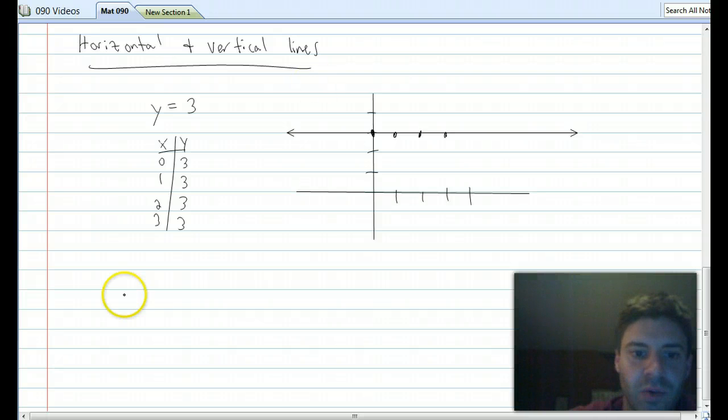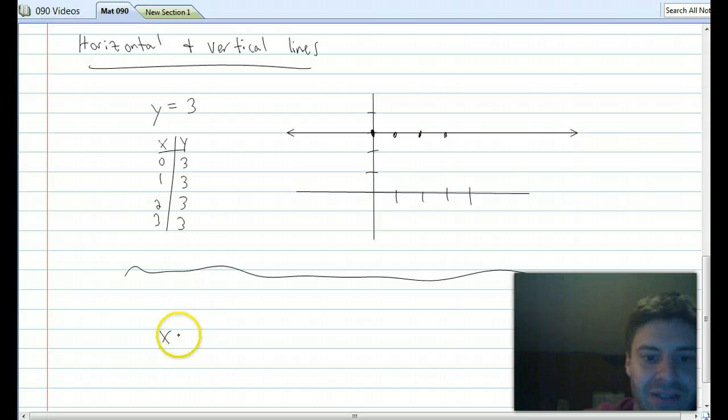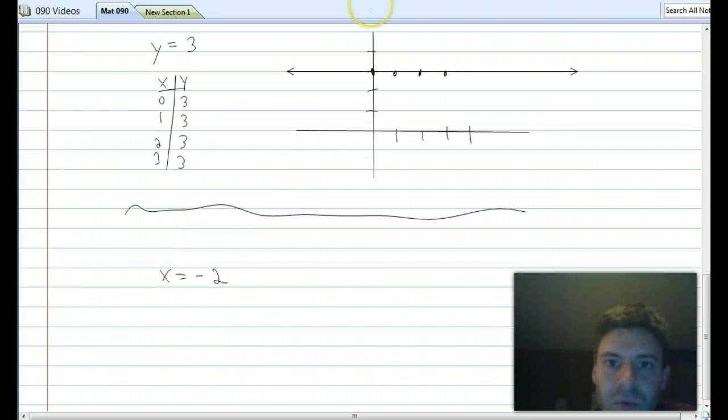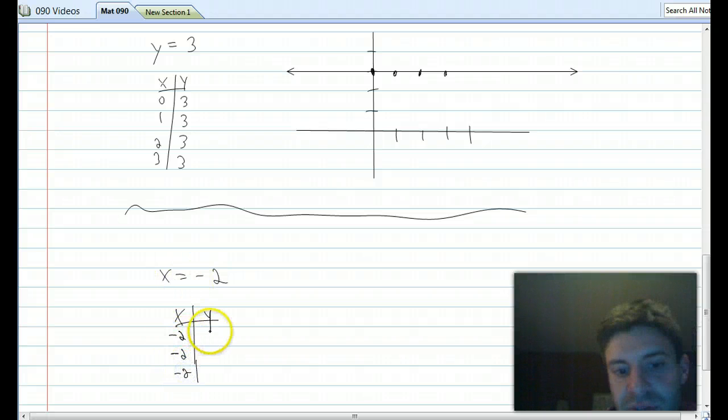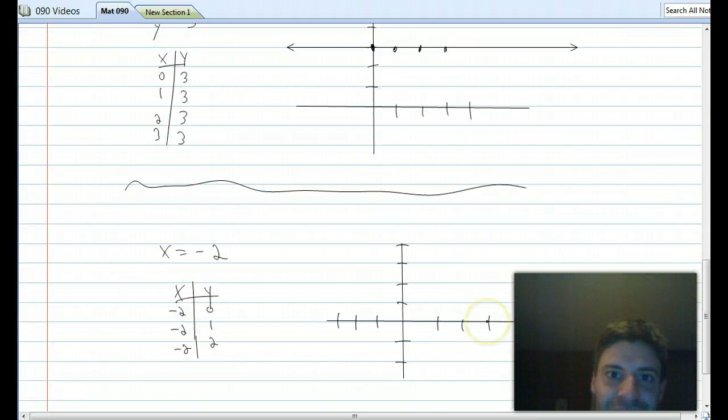If, on the other hand, we had an equation that looked like, say, x equals -2, we could notice that no matter what y value we have on our graph, our x value is always going to be -2. So our x value, no matter what y value we choose, say 0, 1, and 2 or something like that, our x value is always going to be -2. And if we plot those points on a graph, (-2, 0), (-2, 1), (-2, 2), we'll see what we're going to get is actually a vertical line. And our vertical line is going to look something like that.